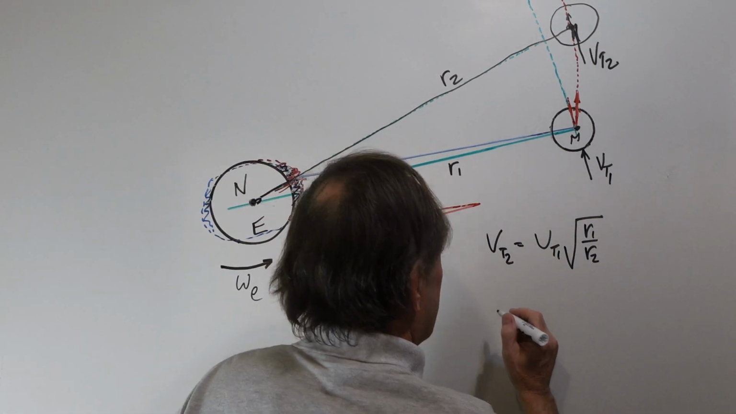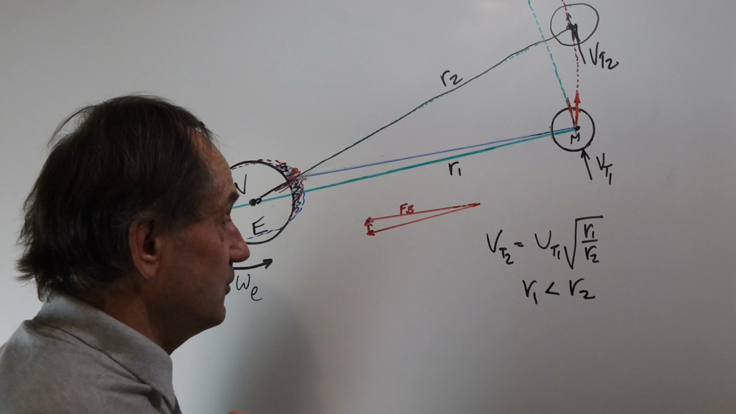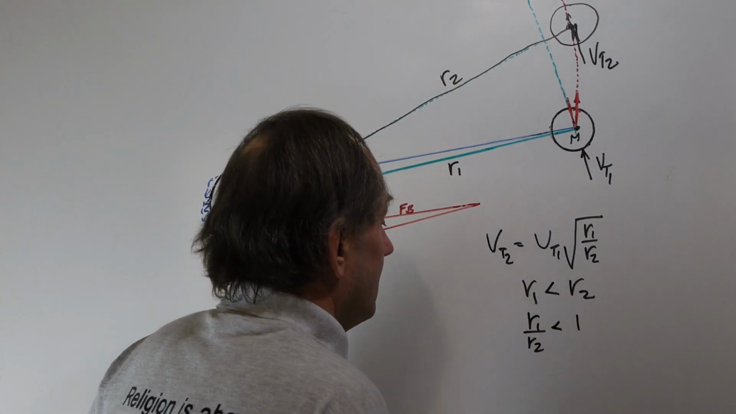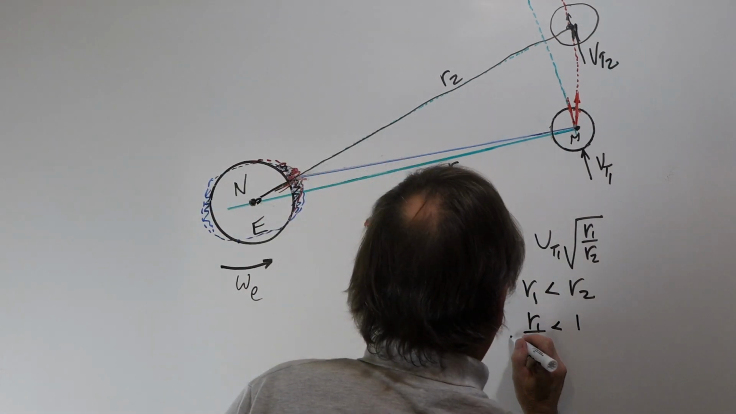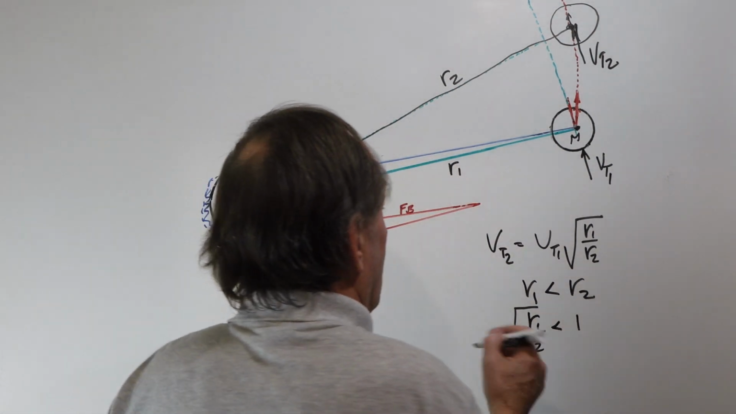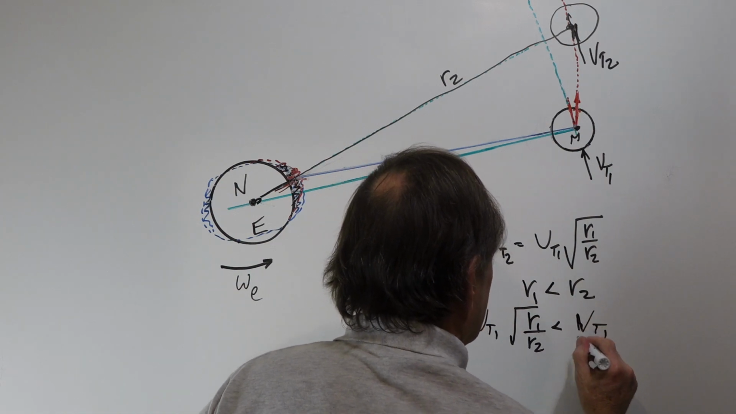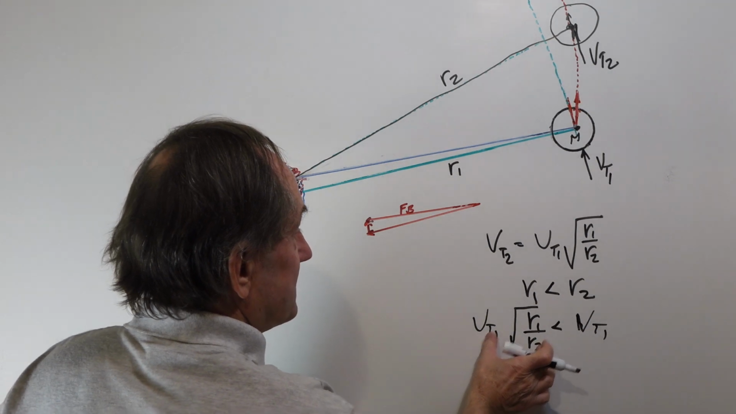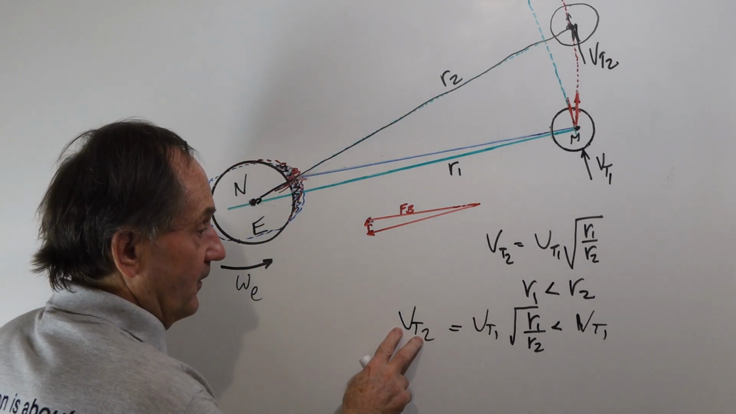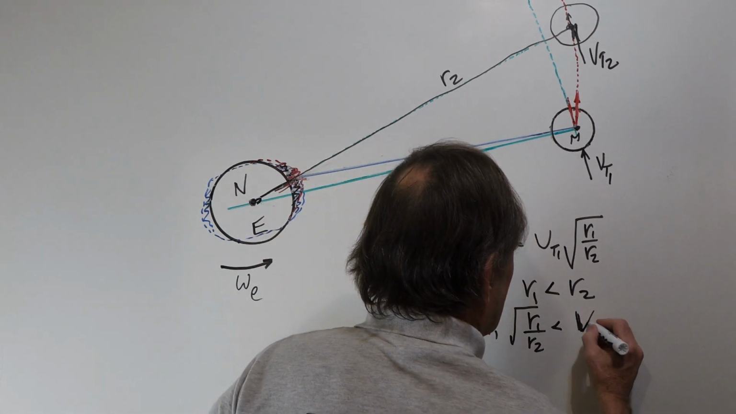Now, we know that the original orbital radius, R1, is less than the new radius, R2. So if we ratio them, we can write R1 to R2 is less than 1. If the ratio of R1 to R2 is less than 1, then the square root will also be less than 1. Now, if we multiply each side by the original orbital velocity, we see that this expression is nothing more than the new orbital velocity, so the new orbital velocity is less than the old orbital velocity. I will derive this equation at the end using Kepler's laws.